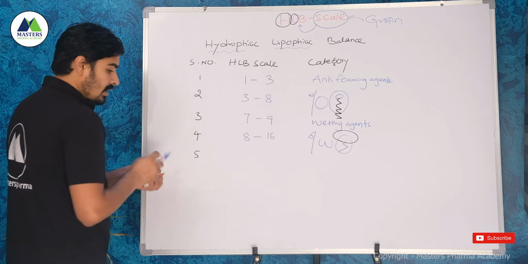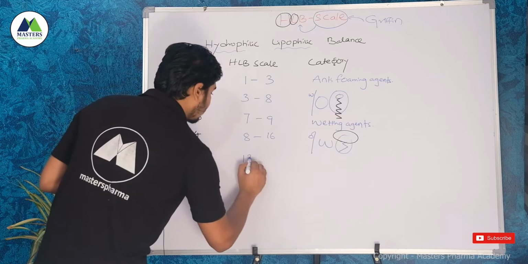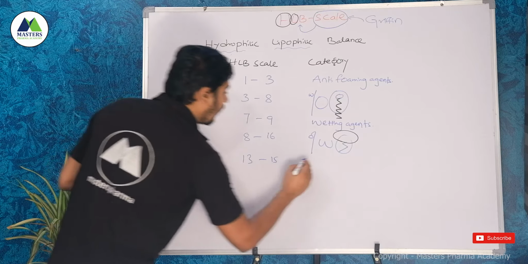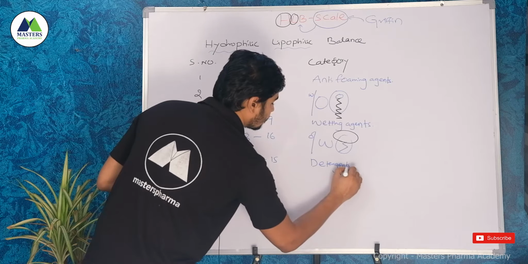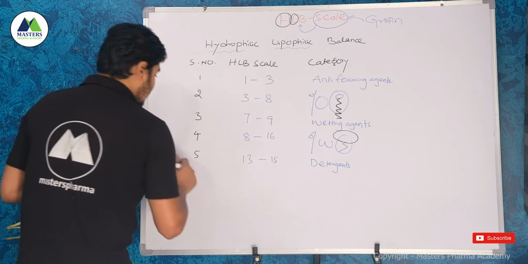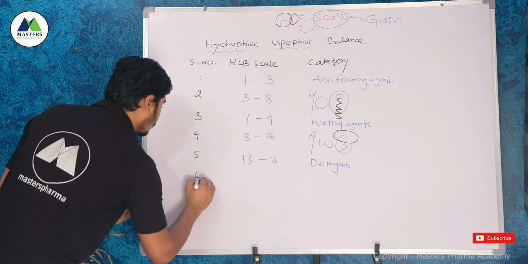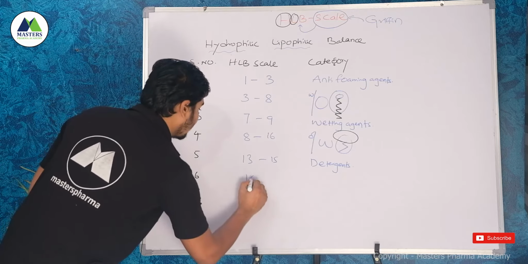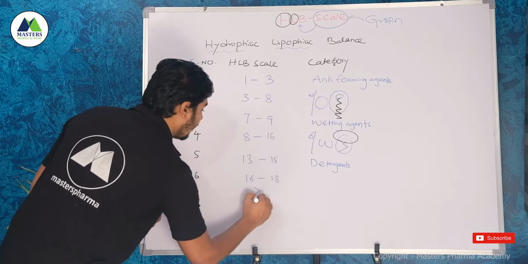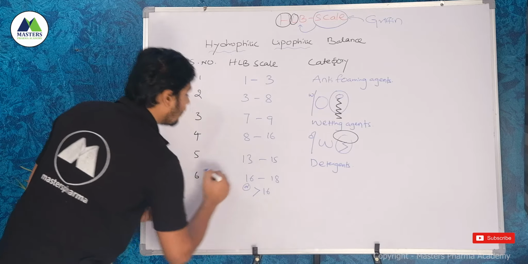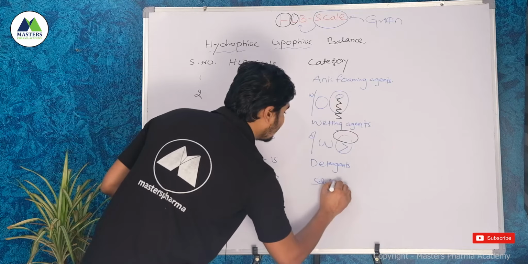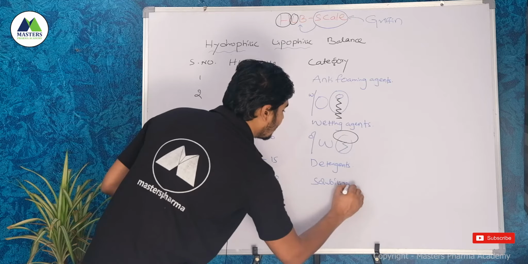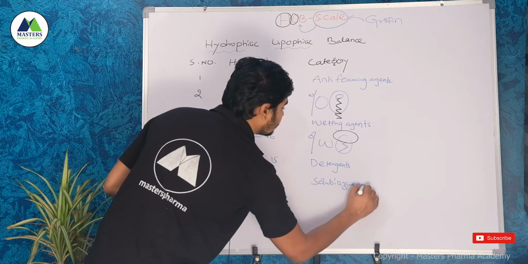And now 13 to 15, it belongs to detergents, and 16 to 18, or we can say more than 16, this region belongs to the solubilizing agents.